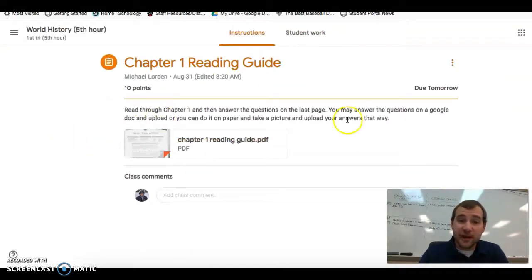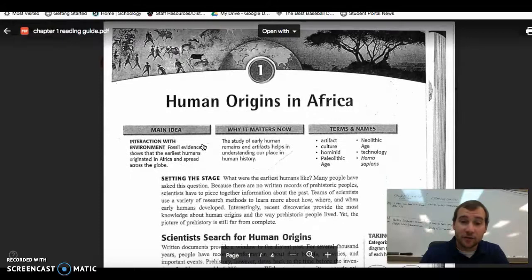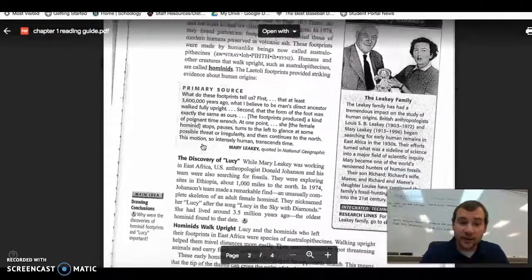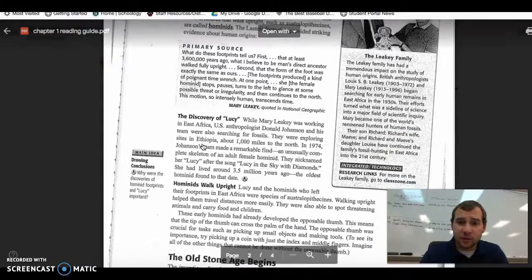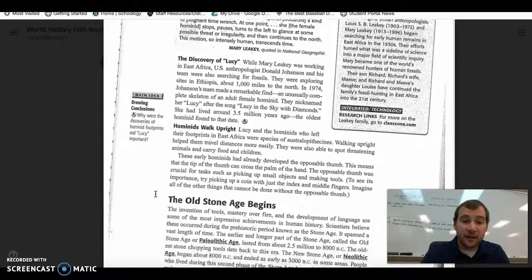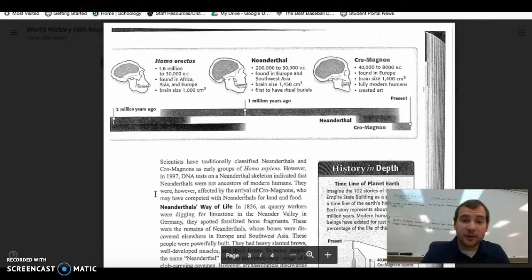You basically just read through chapter 1 or section 1 of chapter 1 and then answer the questions on the last page. So if we click on the reading guide, just a few short pages again on the human origins. Some of the stuff we're looking for is who's Lucy, so you'll see that here. Who's Lucy is a really important part that we're looking for, and also we're kind of thinking about trying to make connections between early humans, the humans in this reading, and ourselves today. So look for similarities as you read. There should be a bunch of them.